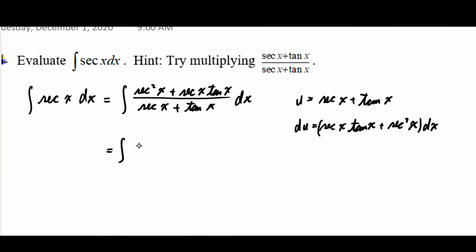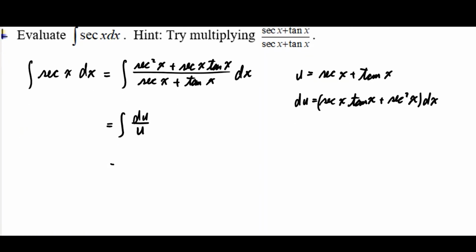Instead of writing 1 over u, if I write it like that, does it bother you? It's really the same thing as having du here, but this happens all the time, so I just want to show it to you so you don't get confused over it later. Okay, so this is ln, and we are sure.